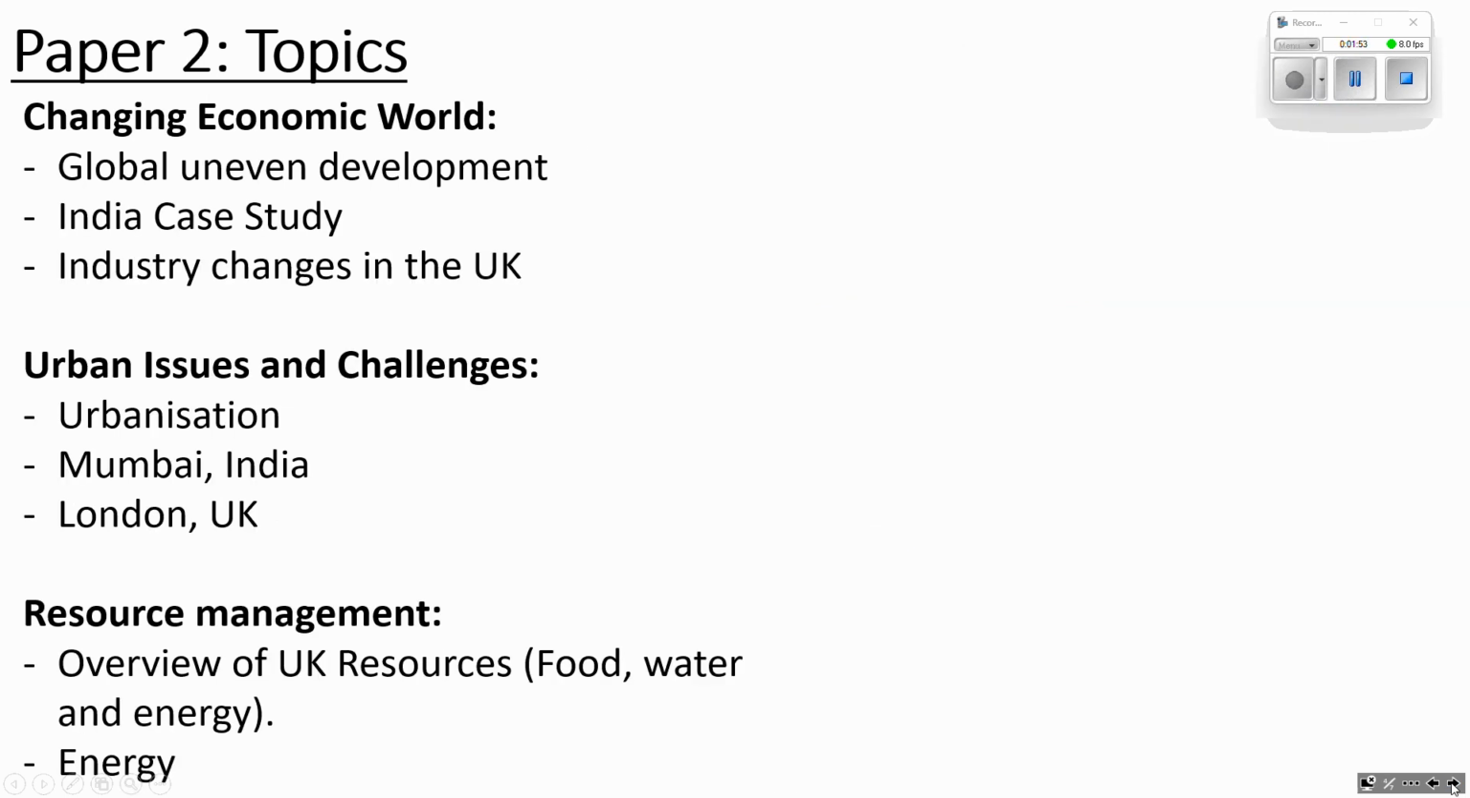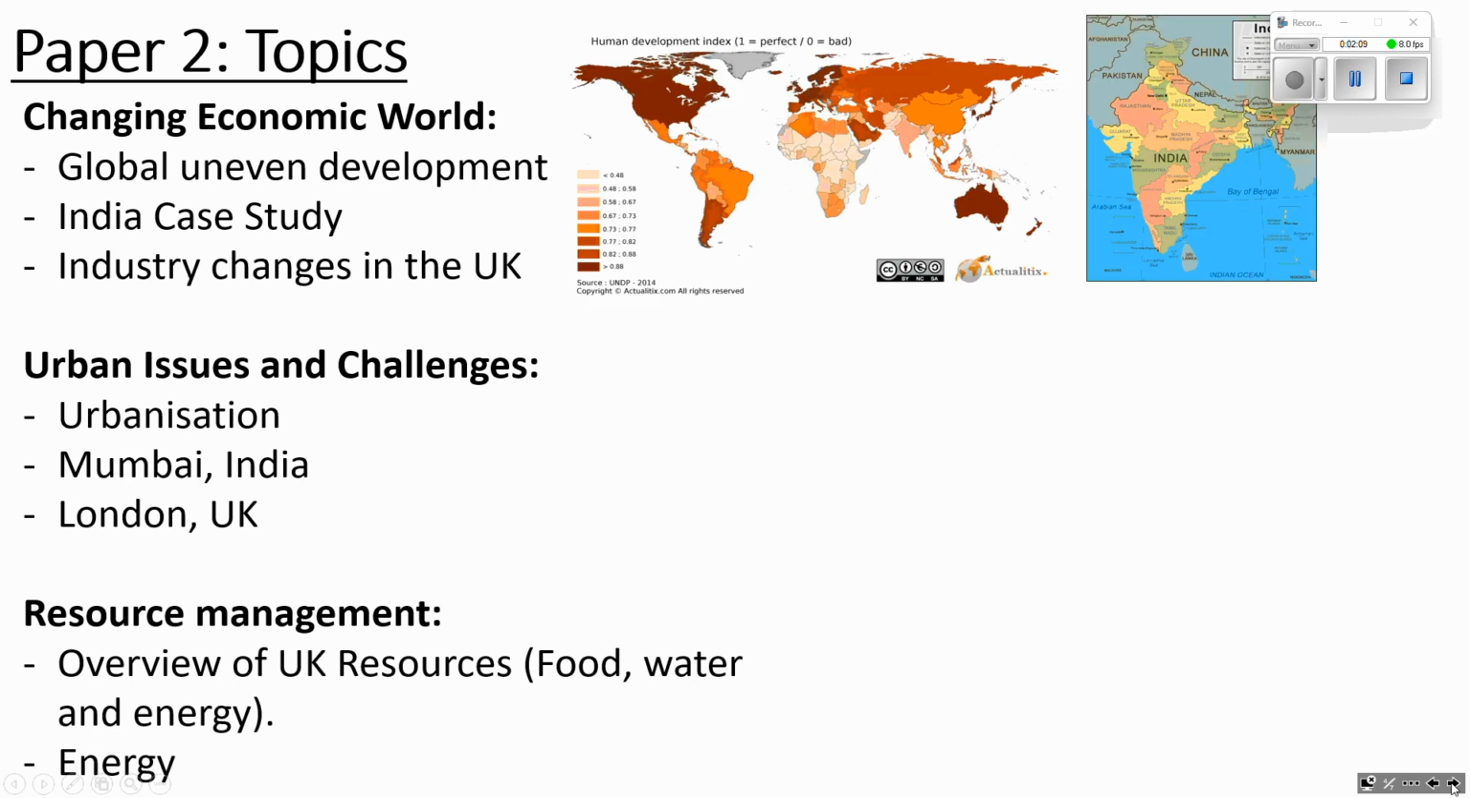Paper 2 is your human geography paper. So the first topic we'll look at is called Changing Economic World. This is all about global uneven development and how we can measure that. We do 2 different case studies within this. We look at a case study of India, and we also look at industrial change within the UK itself.